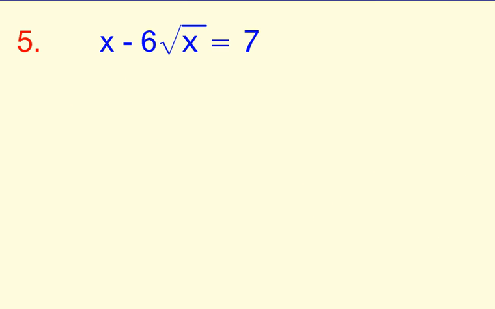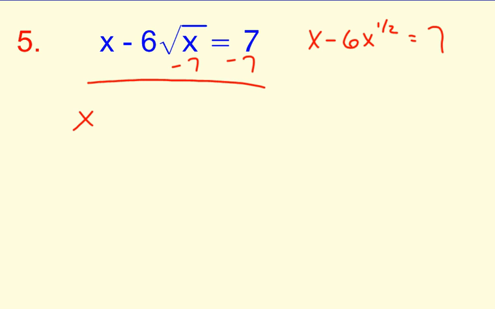Number 5 looks different than number 4, but it's actually the same problem. So I could write this as x minus 6x to the 1/2 equaling 7. So I can do it the same way I did number 4. First thing though, when we're going to factor an equation, is get our equation equal to 0. So I'm going to minus 7 from both sides. And if you want to leave it in radical form, that's fine. If you want to write it like this in rational form, you go ahead and do that.